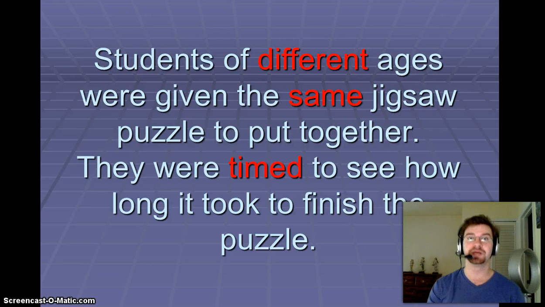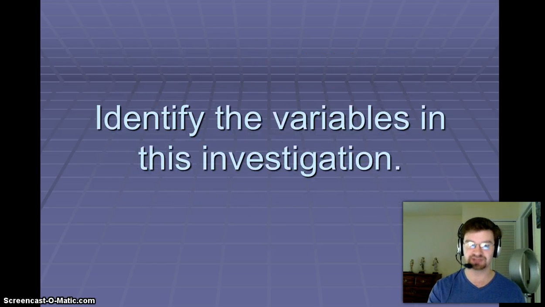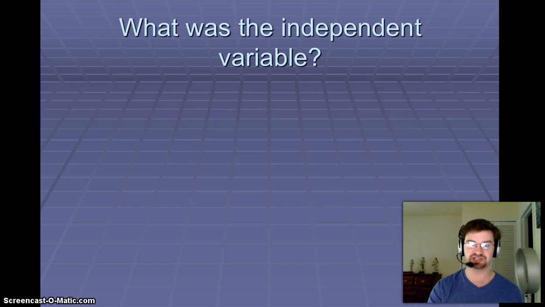Here's our first experiment. Students of different ages were given the same jigsaw puzzle to put together. They were timed to see how long it took to finish the puzzle. This first one I'm helping you out with a little bit because I've highlighted some red parts. So let's see. Identify the variables in this investigation. What was the independent variable? What did the scientist change in this experiment?